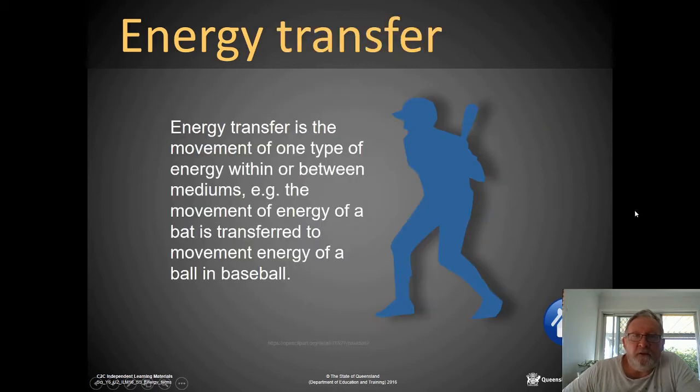Energy transfer is another term that we need to understand at the moment. Energy transfer is the movement of one type of energy within or between mediums. So the diagram shows a person holding a baseball bat. Now the movement of energy from a bat is transferred to the movement energy of a ball in baseball. So when the bat strikes the ball, movement energy is transferred from one to the other.